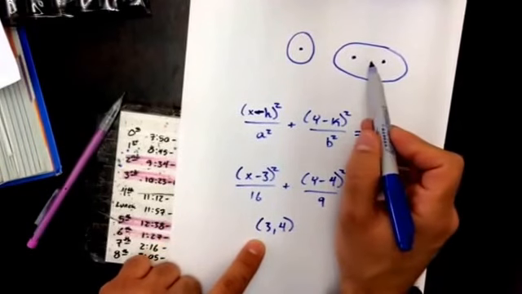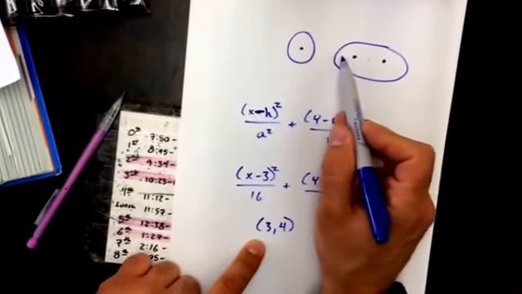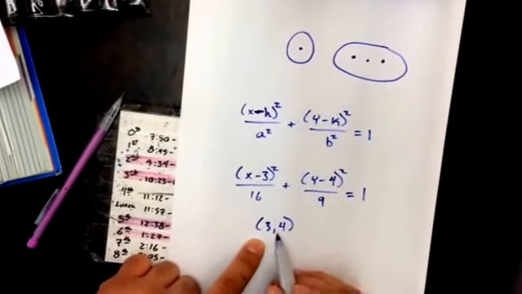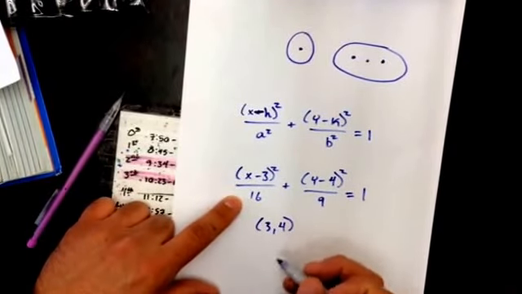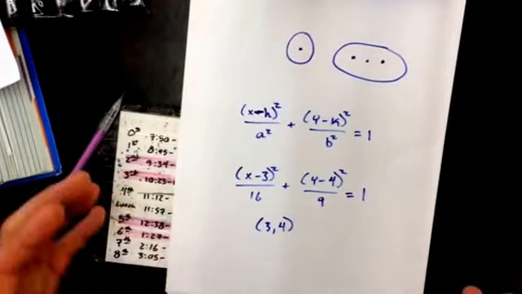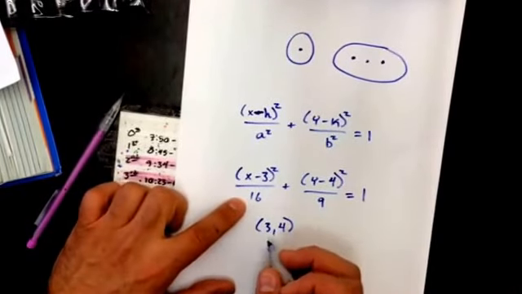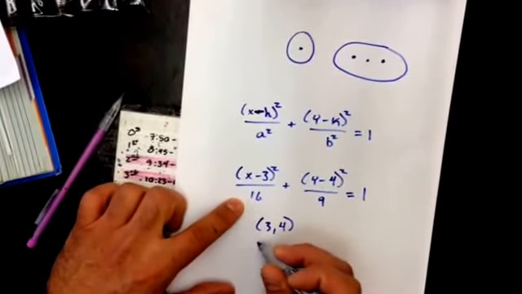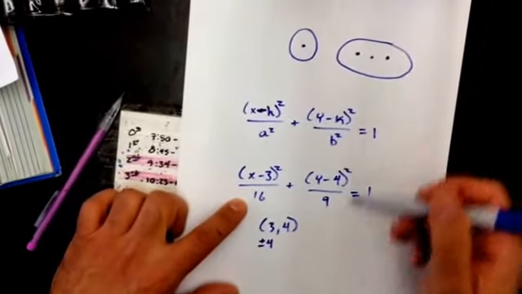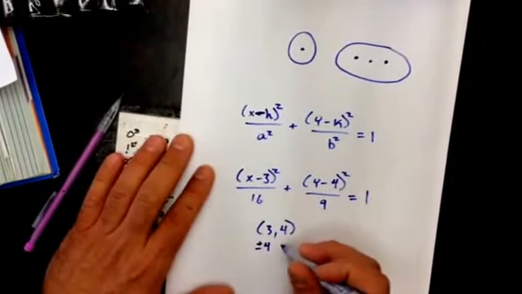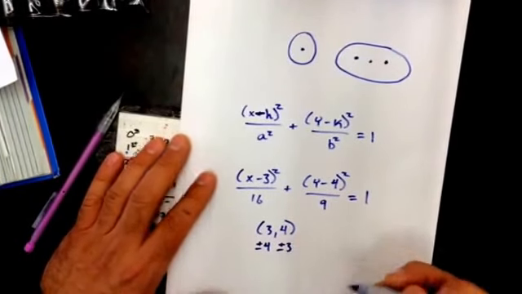From this, to get my points this direction, I move away plus or minus a. So for each of my points to the left and right, I'm going to do plus or minus a, which is going to be the square root of 16 or 4, plus or minus 4. For the points up and down, I'm going to do plus or minus b, which is the square root of 9 or 3.